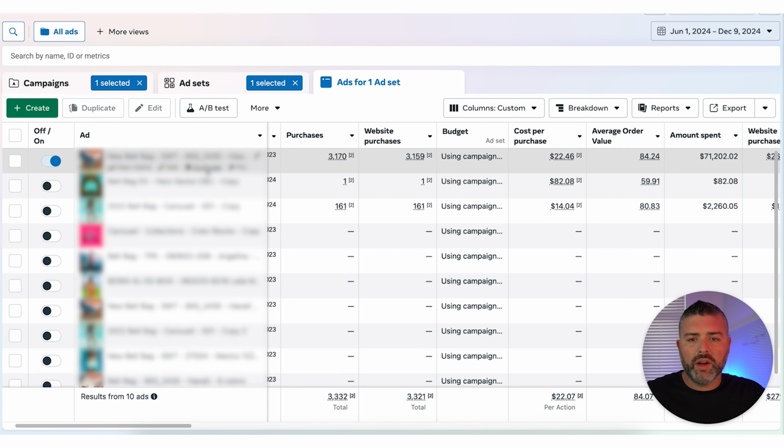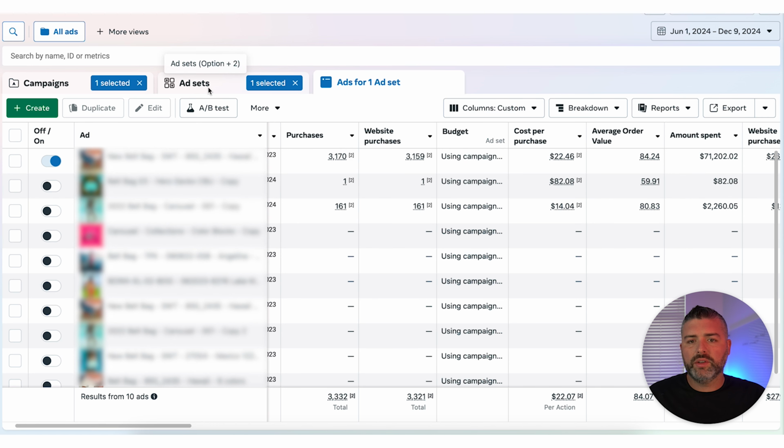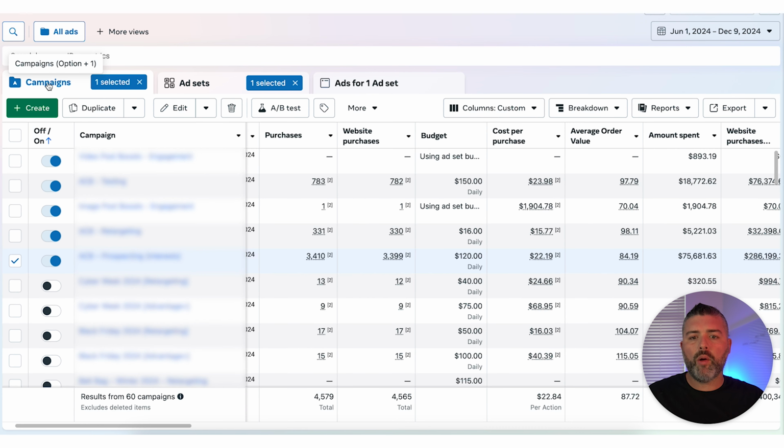So from here, what I want to start doing is understanding the messaging. How are we positioning these products to the consumer? So I'm going to go into a different ad account so I can show you guys how we're testing and scaling effectively.